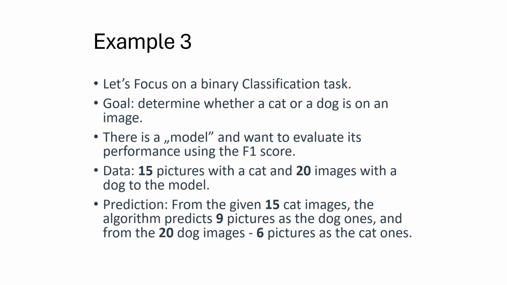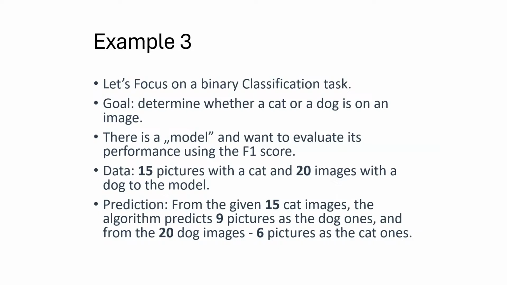Now we understand F1 means that beta is 1. So we don't have to ask what is the value of the beta. In the data set, there are 15 pictures with a cat and 20 images with a dog. We fit the model again. We check the model using these 15 and 20 pictures.